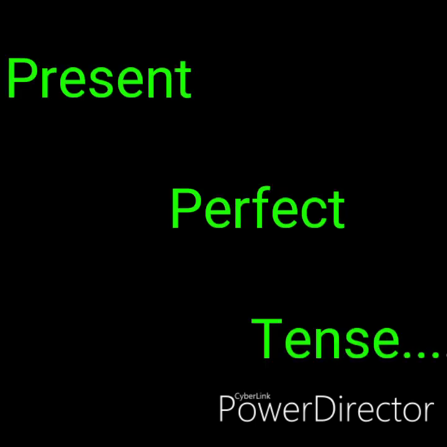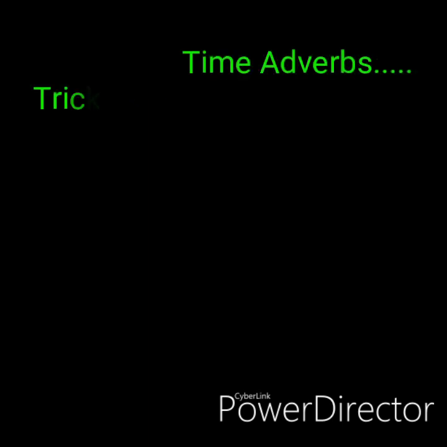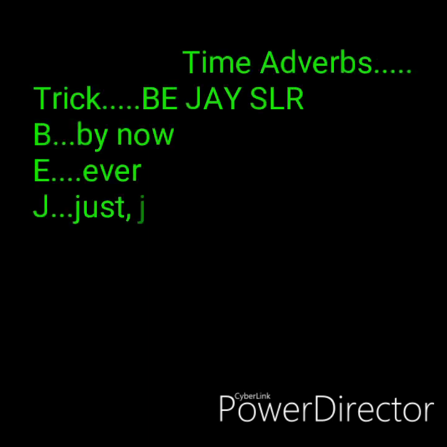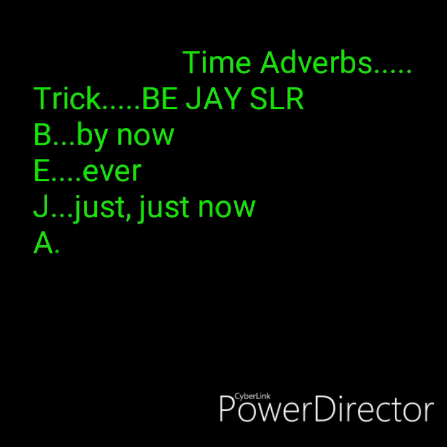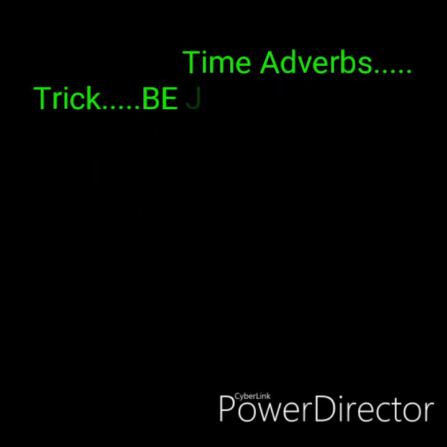Next tense is present perfect tense. Time adverbs. The trick is BJSLR. B for by now, E for ever, J for just and just now, A for already, Y for yet, S for so far, L for lately, and R for recently. Learn these time adverbs to identify sentences.